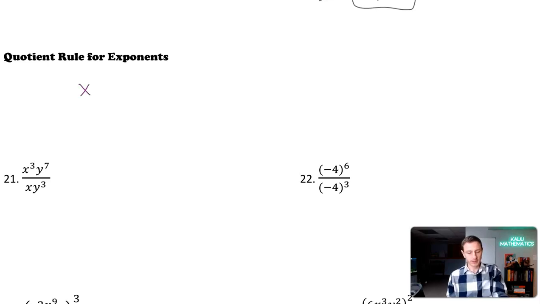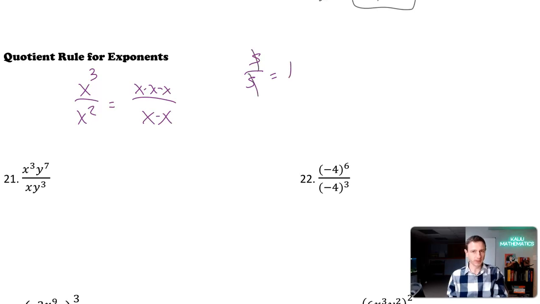Quotient rule for exponents. Now this is a little bit of a rule that we have to write down. So if I had, let's say, x to the third over x to the second, if I'm dividing, look what's happening. X to the third is x times x times x. X to the second is x times x. Well, if I had, let's say, 5 over 5, what does that simplify down to? 5 divided by 5 is 1 because the 5's cancel out. Same thing happens here. X over x is 1. So I have a pair of x's that cancel out, leaving me with just x to the first on the top.